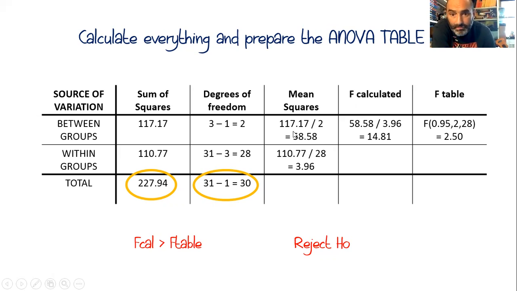So divide mean square of between groups to mean square of within groups, 58, 58 over 396, you get a calculated F of 1481. You go to the F table, 95% or 5% significance F table, okay? Numerator degrees of freedom 2, denominator degrees of freedom 28. It's going to give you the F value of 250. Calculated F is larger than the table value, reject H0. These mu's should not be equal to each other. Right? And that is analysis of variance for you guys.